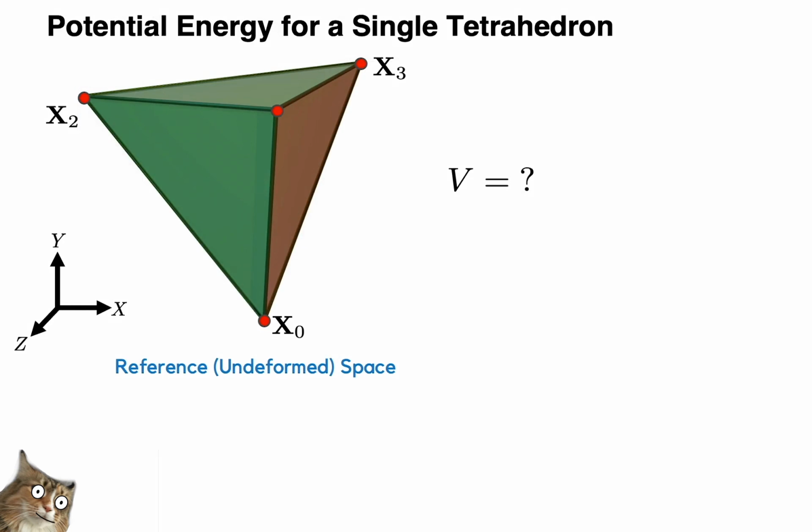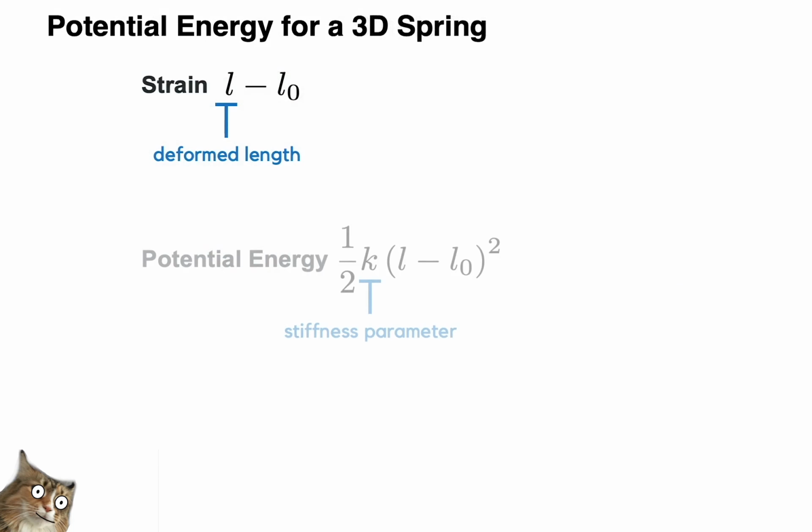Now that we have our kinetic energy, we're going to need to compute our potential energy. For our mass spring system, we defined a measure of deformation called a strain, and then we used this strain to create a potential energy function. We are going to do the same thing for our finite element bunny, but it's going to be a bit more involved. Now, as usual, we'll start by looking at just a single tetrahedron in isolation.